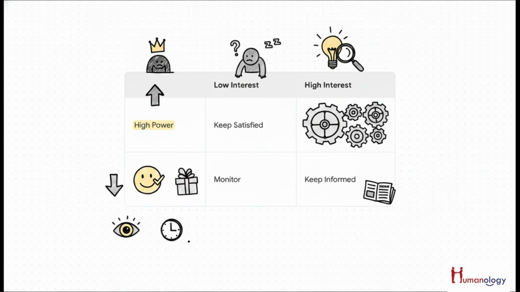See that top right box? High power, high interest? Those are the people you need to manage closely, your top priority. Now look at the top left. High power but low interest. Your mission there is just to keep them satisfied. Down in the bottom right, they're super interested but don't have a lot of power, so you just need to keep them in the loop. And bottom left, low power, low interest, a quick monitor is all you need. Seriously, this grid becomes your roadmap for where you should be spending your time and energy.